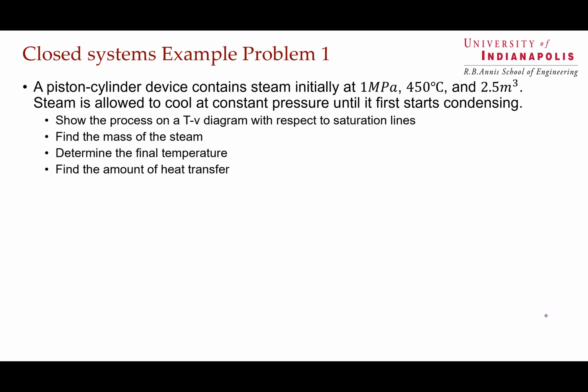And we have one problem for closed systems. Example problem 1, let's talk about a PCD, piston cylinder device, that contains steam initially at 1 megapascal and 450 degrees Celsius, and the volume is 2.5 cubic meters. Steam is allowed to cool at constant pressure until it first starts condensing. Show the process on a PV diagram with respect to saturation lines, find the mass of the steam, determine the final temperature, and find the amount of heat transfer. So that's the question.